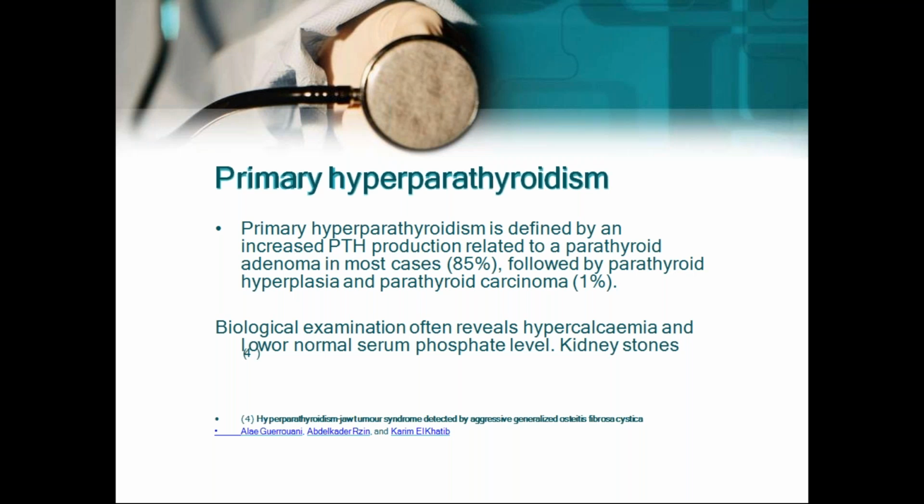And the most common cause of primary hyperparathyroidism is parathyroid adenoma. Then it is parathyroid hyperplasia, and the least common cause is parathyroid carcinoma. And biochemically, these patients will have high serum calcium and low serum phosphate levels.